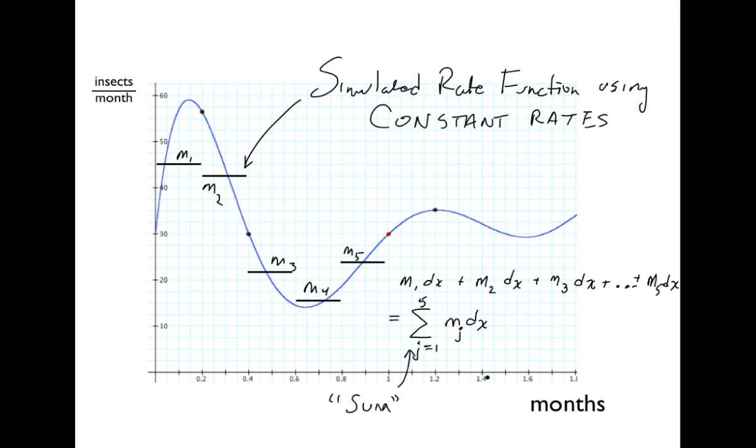So what does this say? It says let J be 1, and then calculate M1 dx. And then let J be 2 and calculate M2 dx. And then let J be 3 and calculate M3 dx. And then add all those together, right? That's what that says. Sum up a bunch of these. Sum up a bunch of M dx's. Really important.